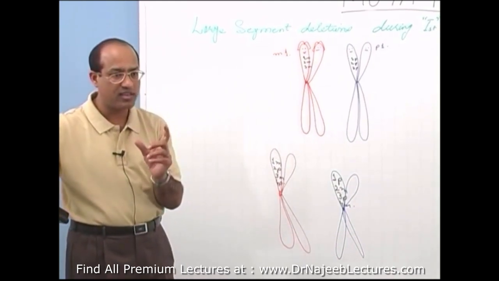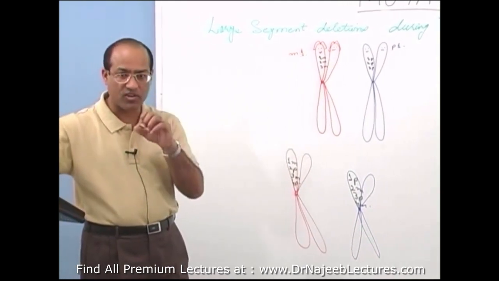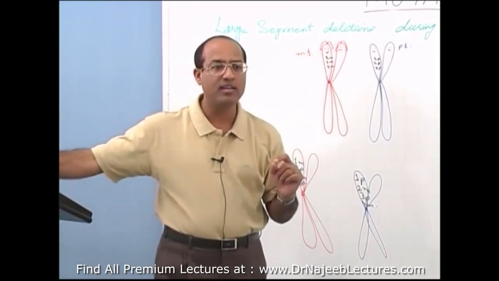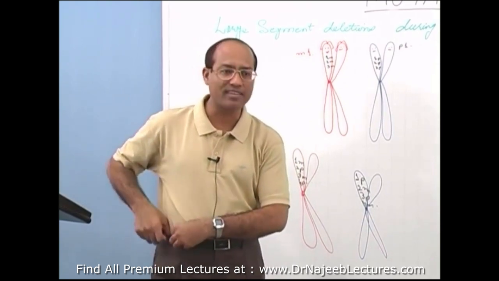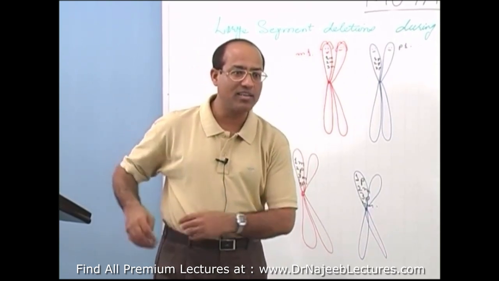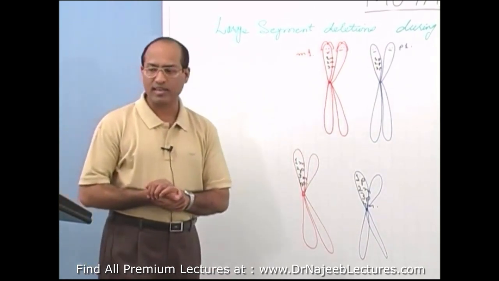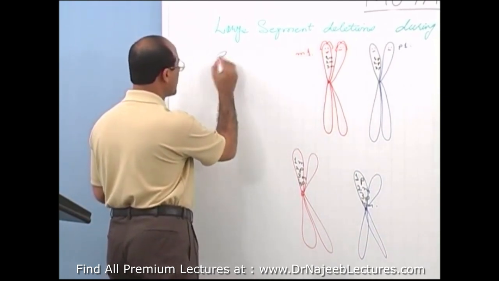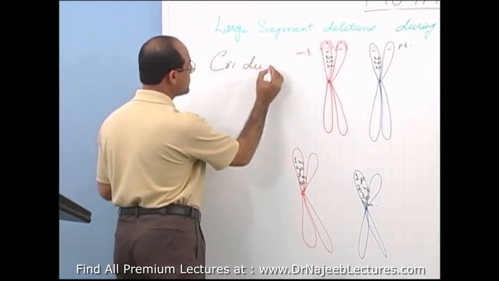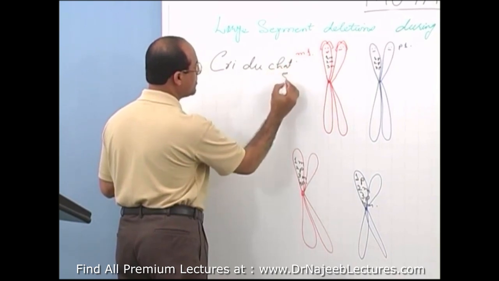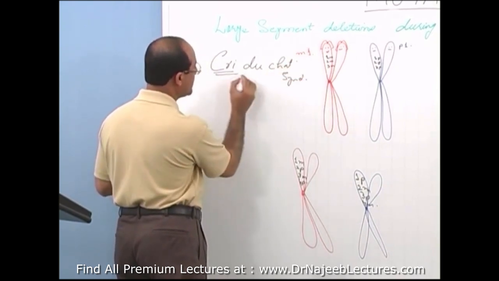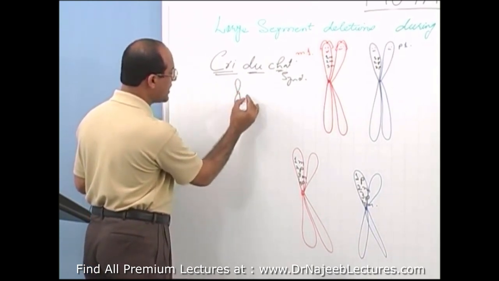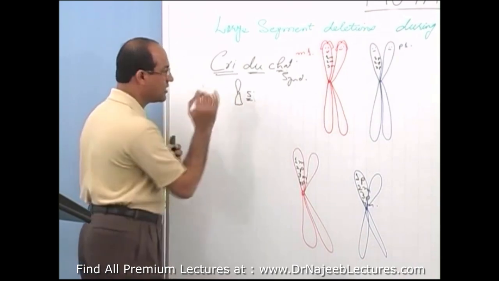There is microcephaly, the baby has mental retardation, wide set eyes, and the baby may cry like a cat. The condition is called cri du chat. You call it chow, or you can say whatever you want. It is a syndrome, right? In this syndrome, there is deletion of chromosome number 5. Chromosome number 5 is deleted.